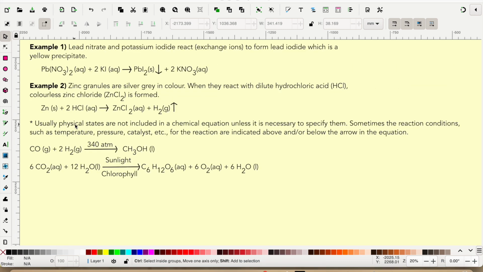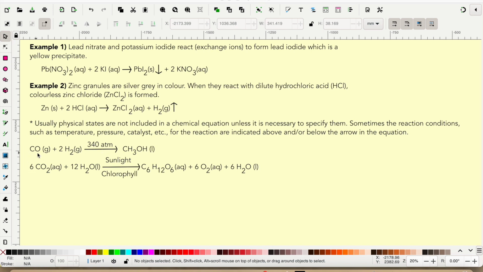Usually physical states are not included in a chemical equation unless it is necessary to specify them. Sometimes the reaction conditions such as temperature, pressure, catalyst, etc. for the reaction are indicated above or below the arrow in the equation. Let us see these two examples.